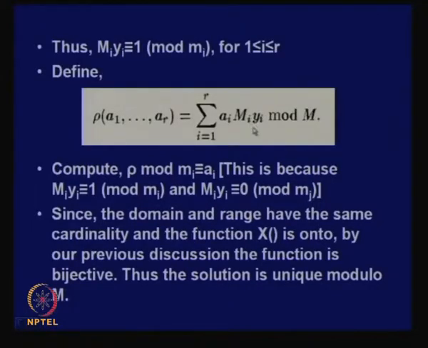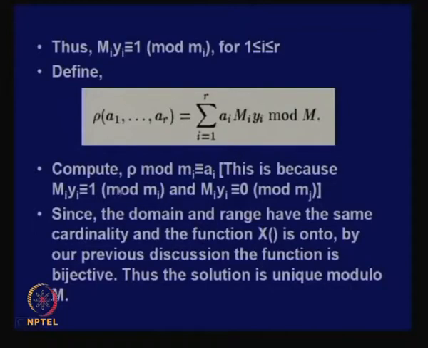The next thing to be understood is why it is true. You can easily check this. First, we will see that this really satisfies the original system of equations. You take this rho and you take mod of some mi value. If you take mod of mi, then obviously only for i this value mi yi will go to 1, so you will have only ai, but for the other j values this will go to 0. So only this will result in ai. Therefore, if you take rho mod mi, the right hand side will reduce to only ai.